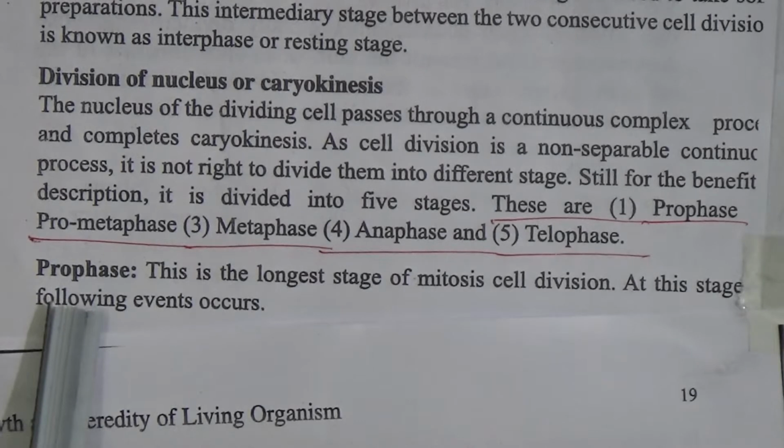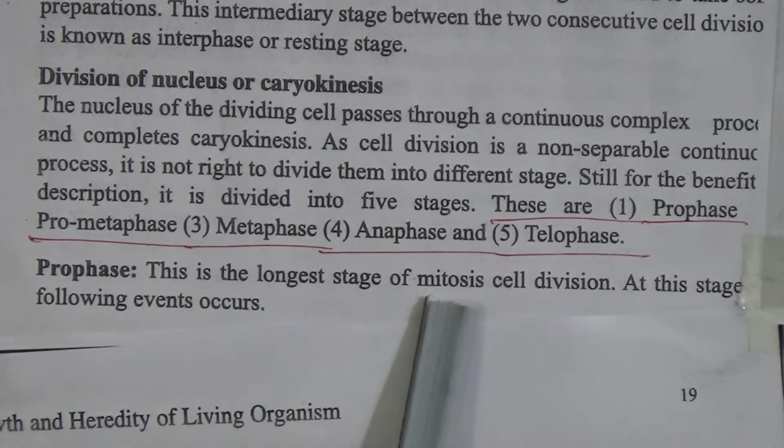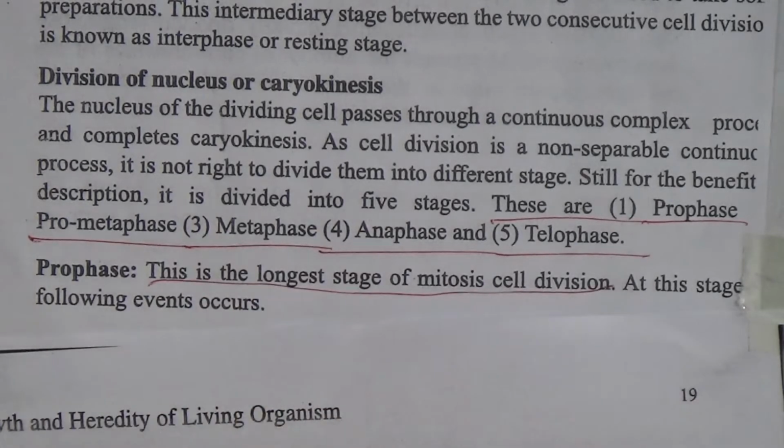Prophase. First, prophase. This is the longest stage of mitosis cell division. My dear students, underline this one. Prophase is the longest stage of mitosis cell division. At this stage, the following events occur. My dear students, go to the next page. See, here are given the pictures of this cell division.